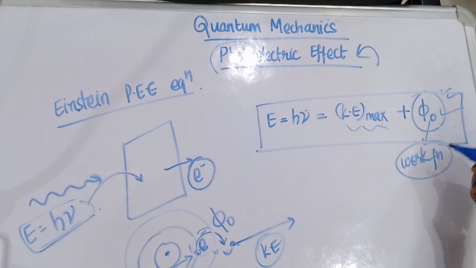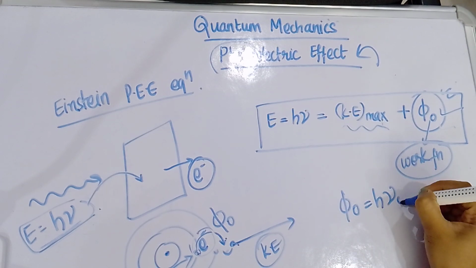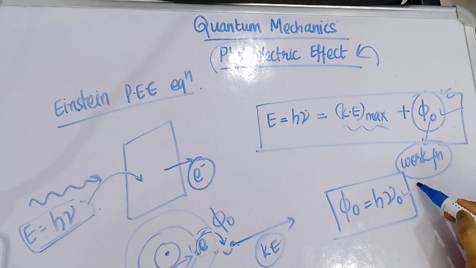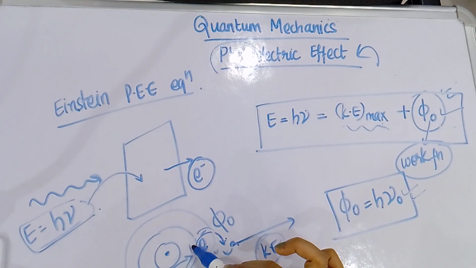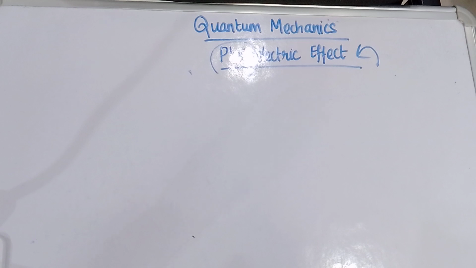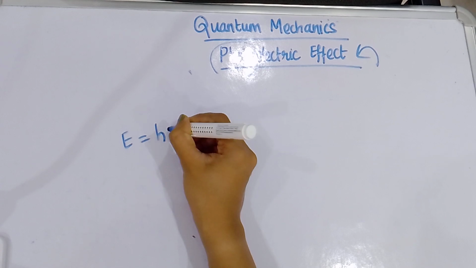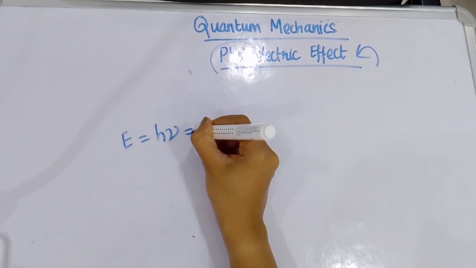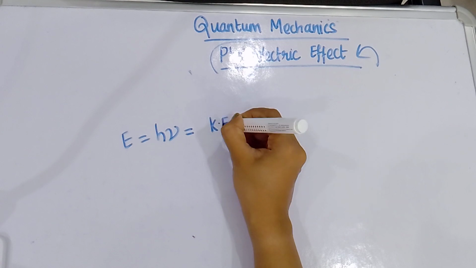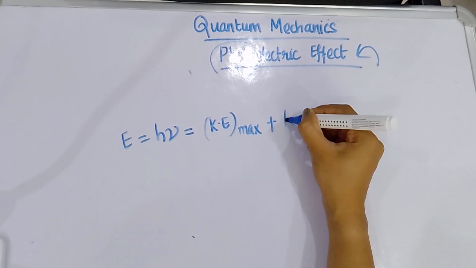Now this work function phi naught is actually equal to h nu naught, because this is the threshold frequency. Only at this value will the electron get ejected out, otherwise there is no photoelectric effect, right? So this is the work function. We can rewrite the same equation as: our energy E is equal to h nu, that is equal to kinetic energy maximum plus the work function h nu naught.